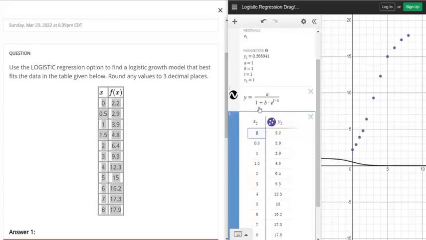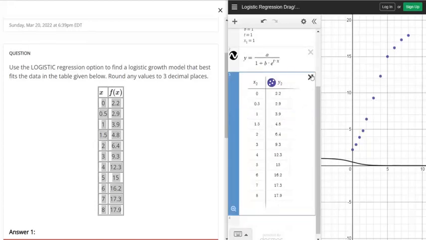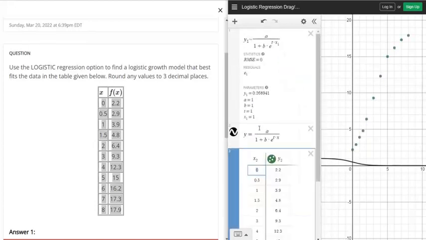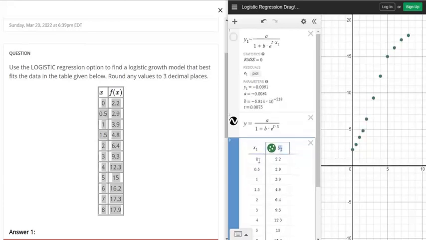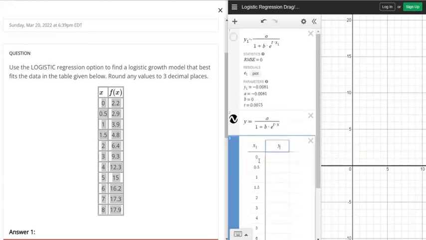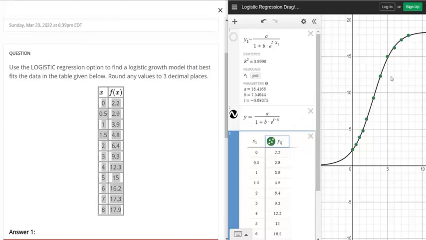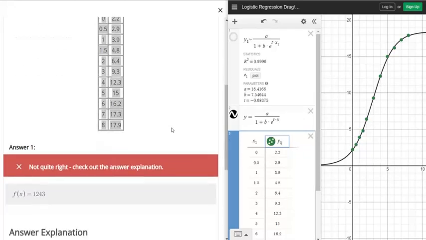But look, when I copied and pasted it onto one of these new cells, it came up as x sub 2. So I think if we just change that to be x sub 1 and y sub 1, then those formulas above will work. There we go. It fit the logistic regression equation.